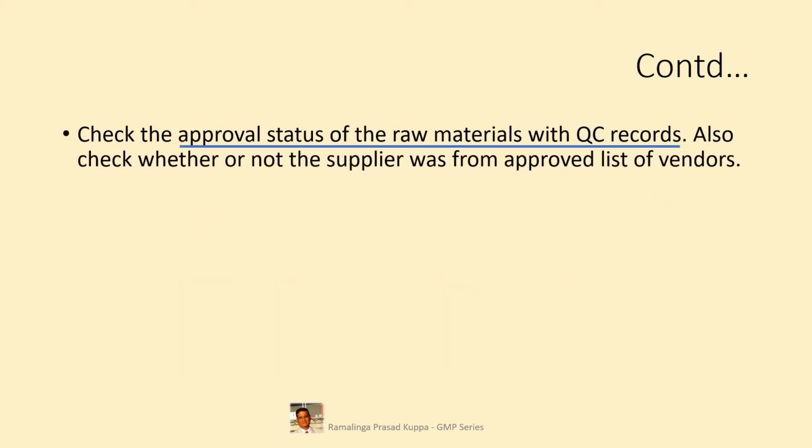Check the approval status of the raw materials with QC records. Also check whether or not the supplier was from the approved list of vendors. In this step, you may have to go to QC for data. Check whether or not the raw materials were tested and approved before use in the process. Also, it is necessary to check the approval status of the material supplier.